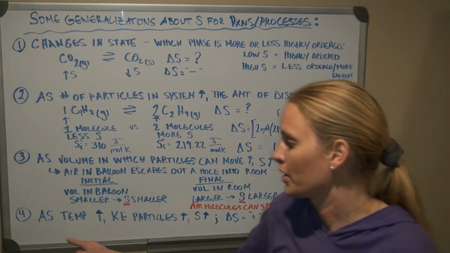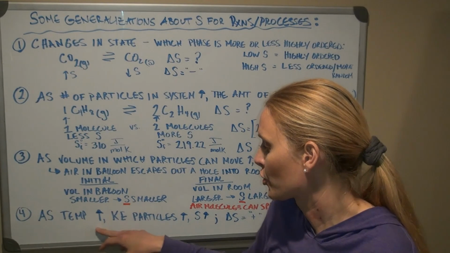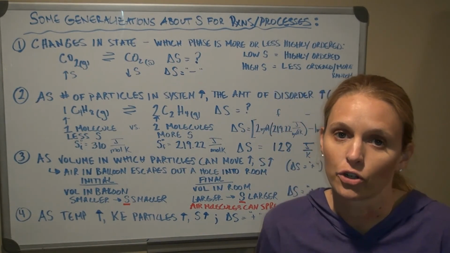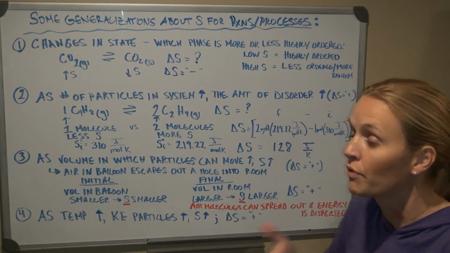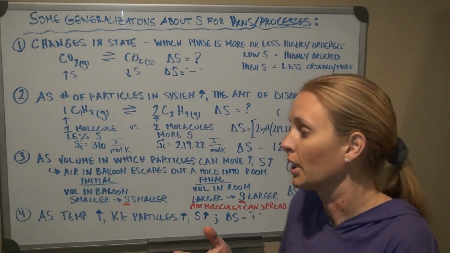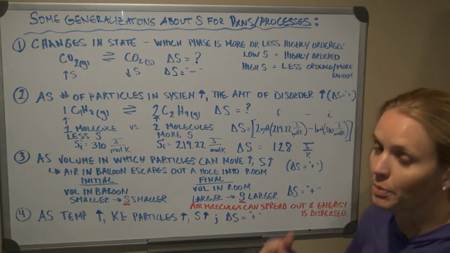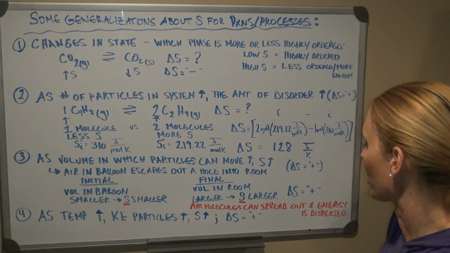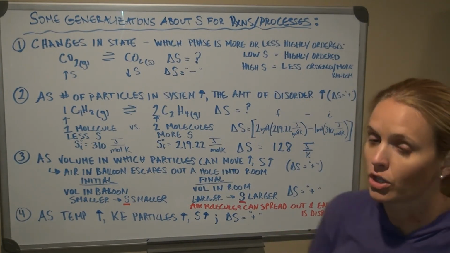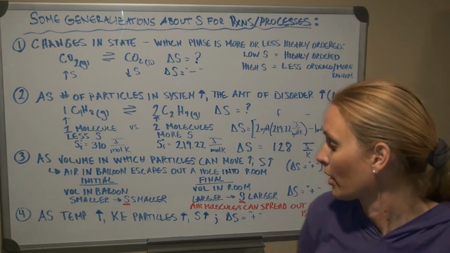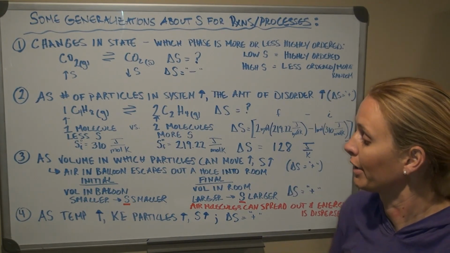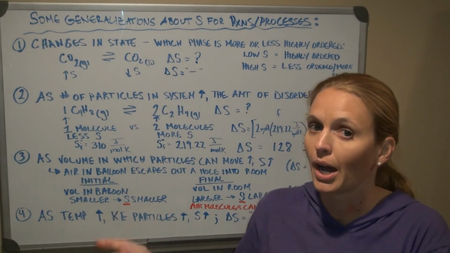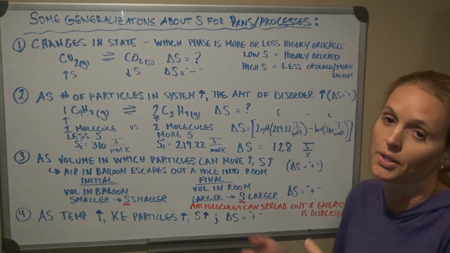Okay, and then the fourth generalization is temperature. So as temperature increases, that causes the kinetic energy of the particles to also be moving around much more frequently and randomly, and therefore entropy increases because there's more movement and randomness and disorder occurring, and we would have a change in entropy that would be positive if we went from a lower temperature for a system to a higher temperature for a system. It would be increasing in entropy there.